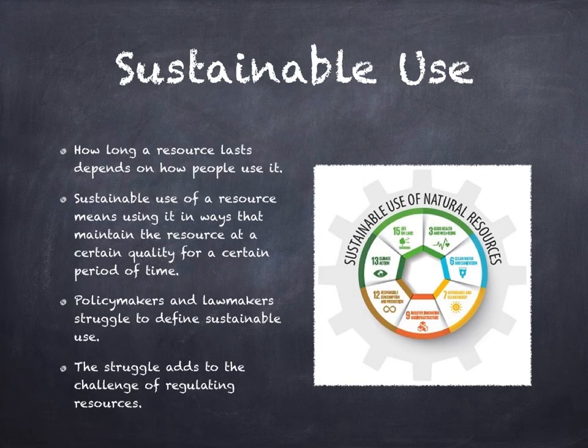Sustainable use. How long a resource lasts depends on how people use it. Sustainable use of a resource means using it in ways that maintain the resource at a certain quality for a certain period of time. For example, a city may want to manage a river. Does the city want the water to be clean enough to drink or clean enough to swim in? Does the city want the water to be clean for 50 years, 200 years, or indefinitely? The answers to these questions define what would be considered sustainable use of the river.